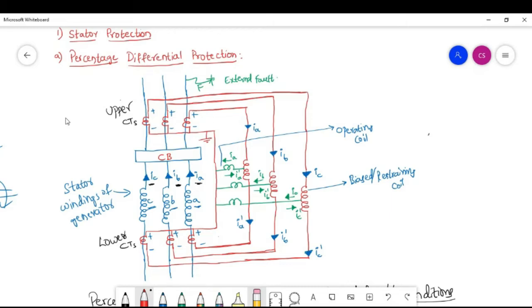All of you draw the diagram. So this is a diagram related to the percentage differential protection under normal conditions or external fault conditions. The power is flowing from this point to this point, that is from lower CT point to upper CT point. Further, if you see the direction of the current in the stator winding, it is from lower point to upper point.